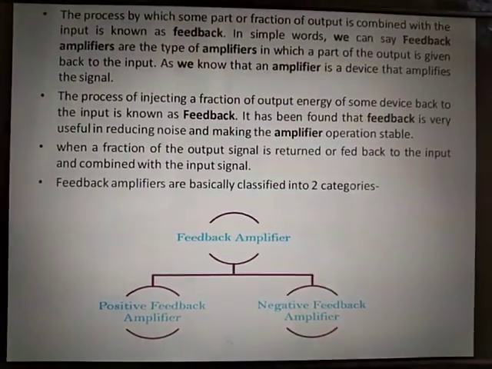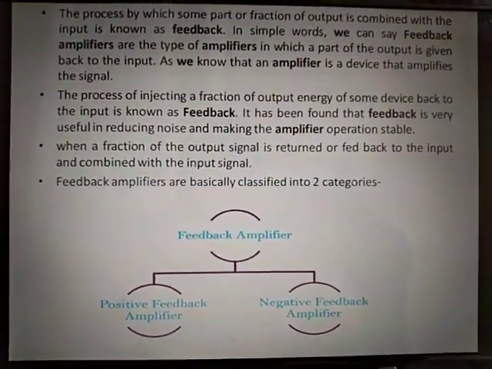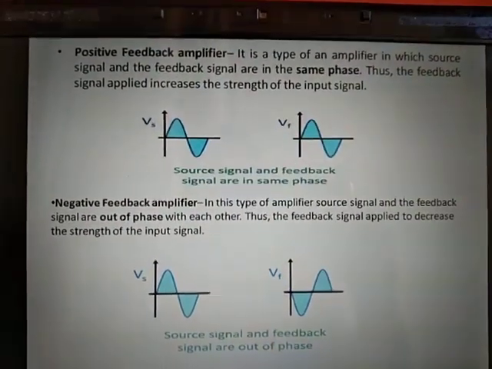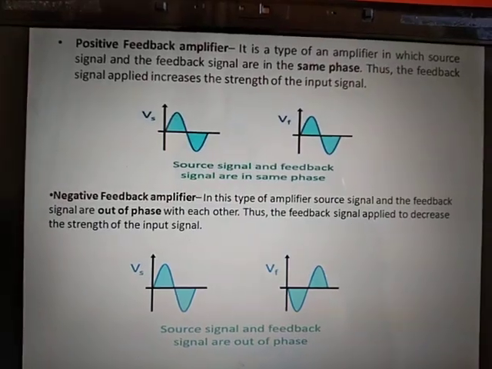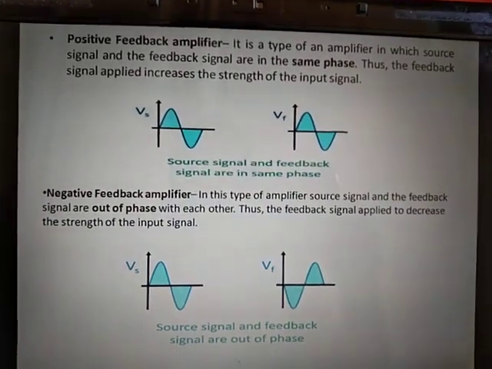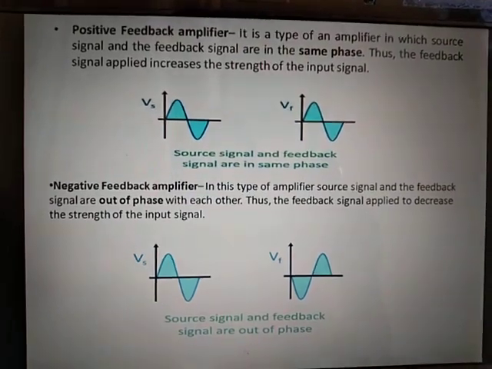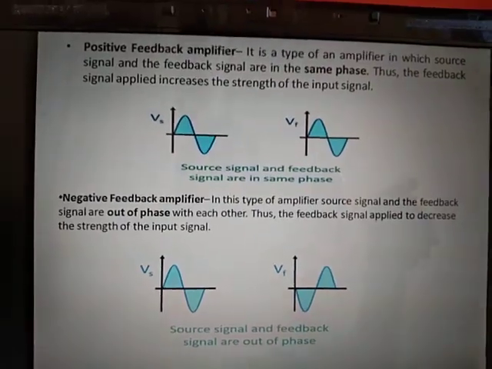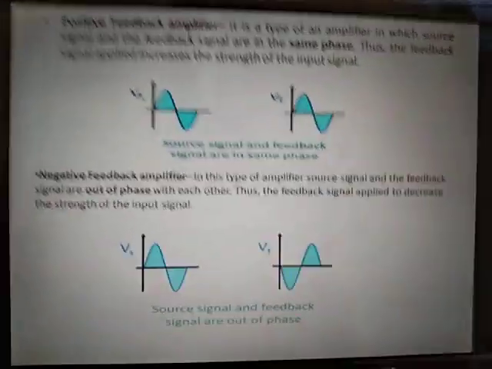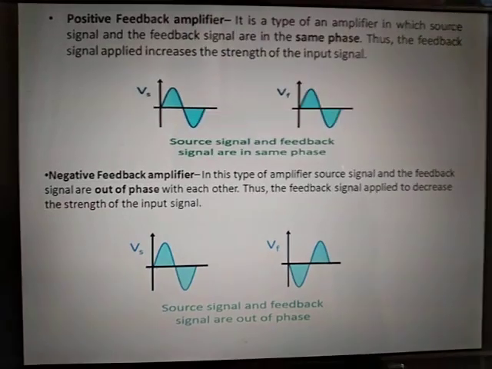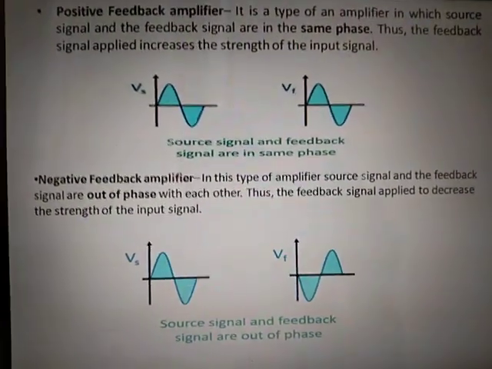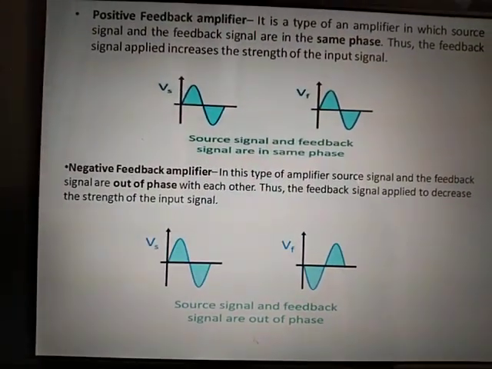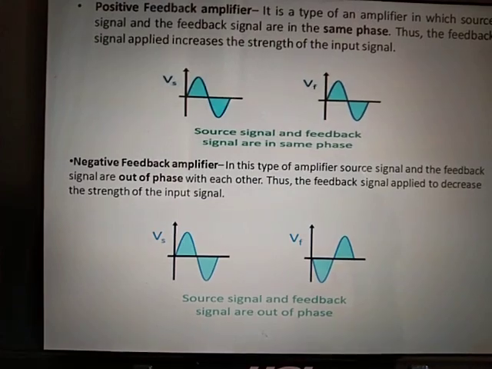In feedback amplifiers there are two types. One is the positive feedback amplifier, the second one is the negative feedback amplifier. In the positive feedback amplifier, the source signal and feedback signal are in the same phase. For any input source signal given, the source voltage and feedback voltage are in the same phase, no change. Vs is equal to Vf, no change of the signal. In an amplifier in which the source signal and the feedback signal are in the same phase, the feedback signal is applied to increase the strength of the input signal.